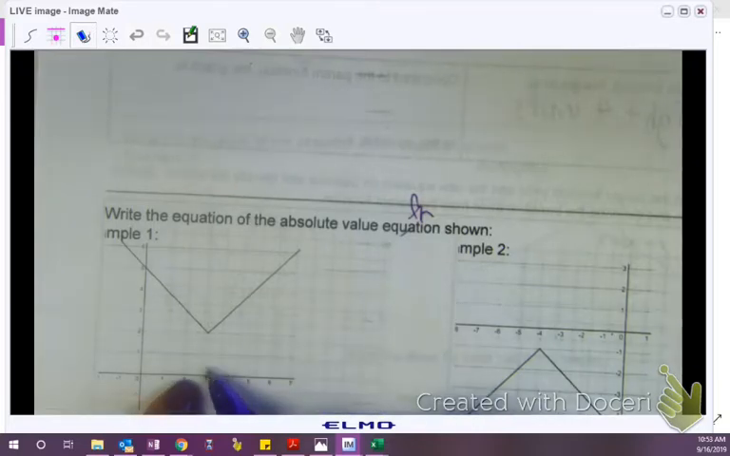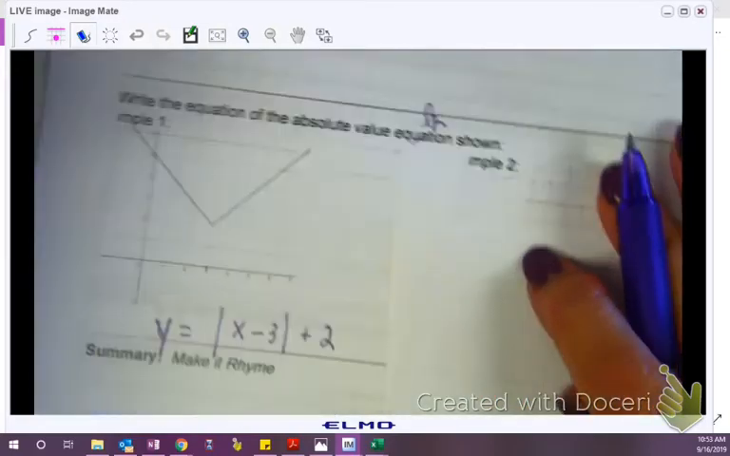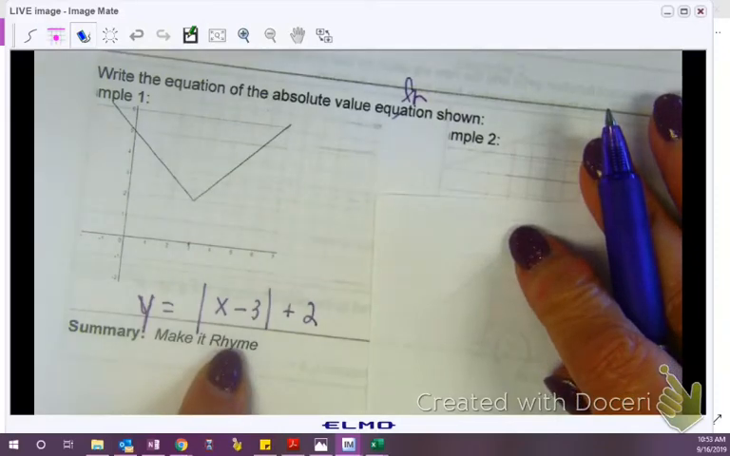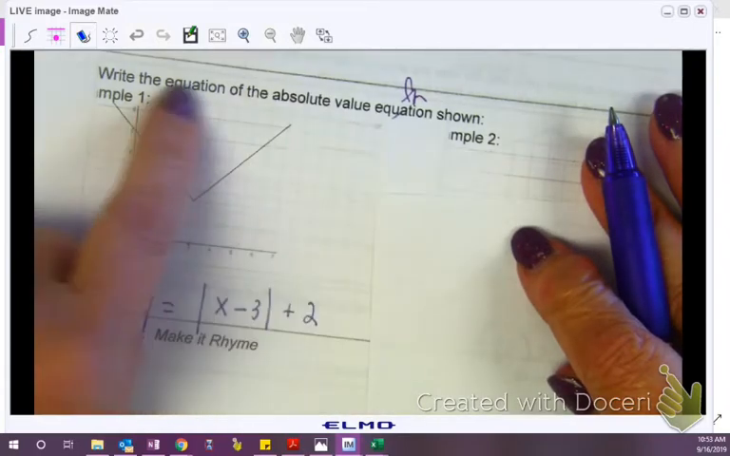And then we can see that it's been shifted up 2 units. So on the K tab, you should see that outside the absolute value, you put +2 to shift up. So this is what you would write. That's it, for when you're told to write the equation.